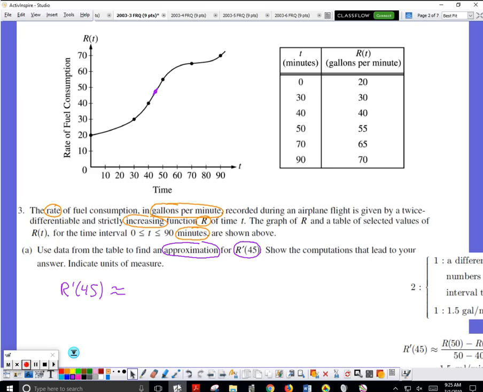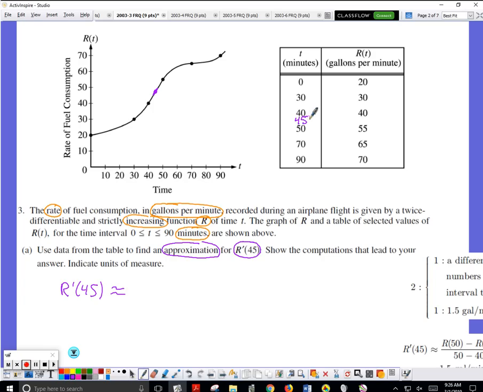Oh, yes. I don't remember this. It was on the last test. So test 4 had a question on this. I guess I failed that. So R prime of 45 is going to be, let's see, 45 would be in between these two. Oh, yes. Now I remember. There we go.